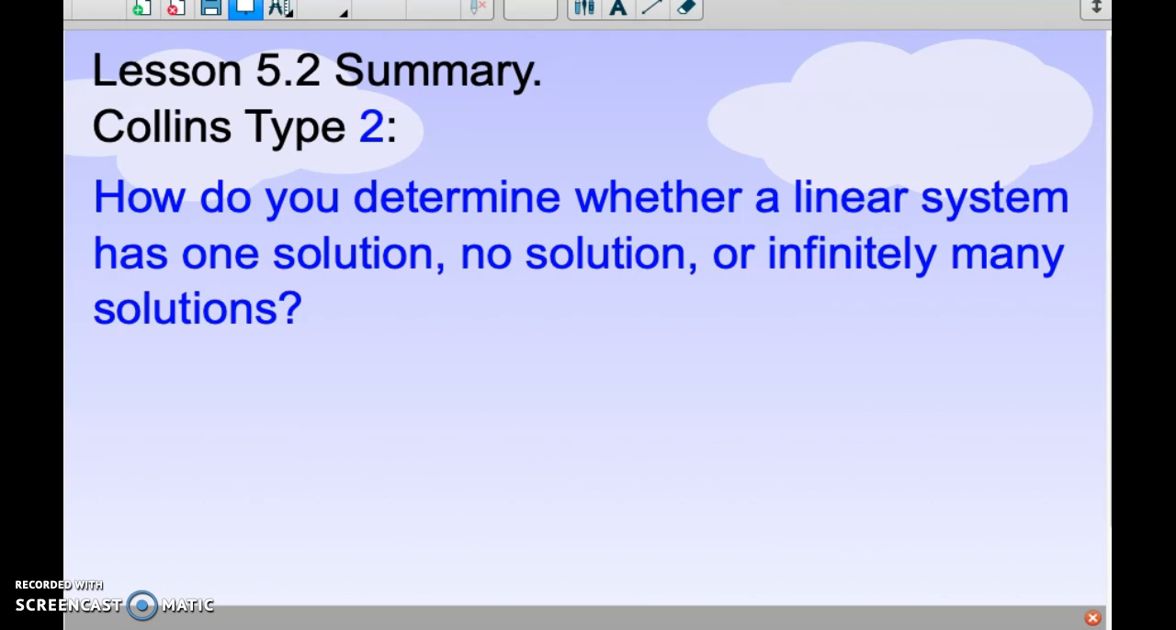This is an example of UDL 6.2, a prompt to show and explain work. You know, first off, this shows your mastery. If they can explain, how do I know there's one solution, no solution, or infinitely many solutions to a system of linear equations? I'm differentiating instruction.